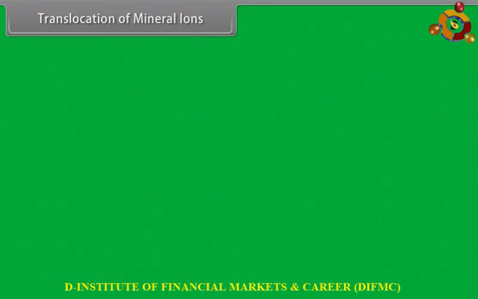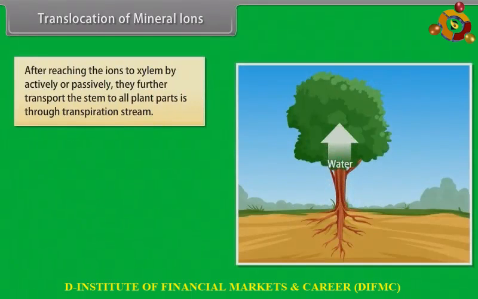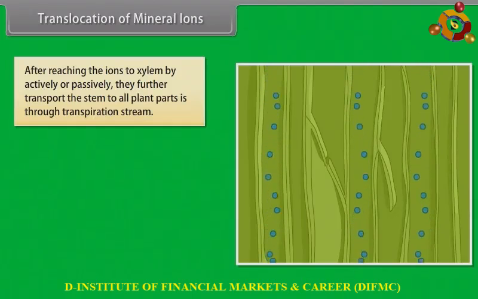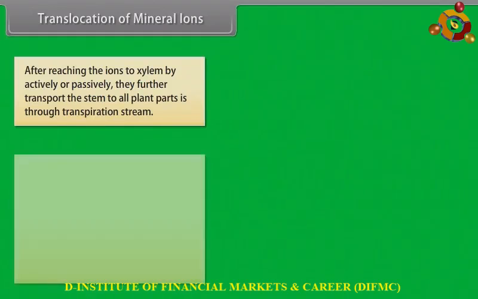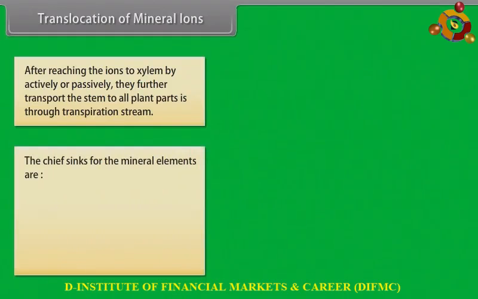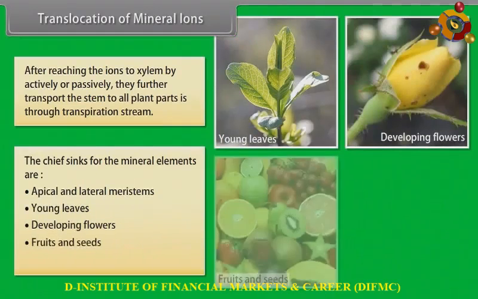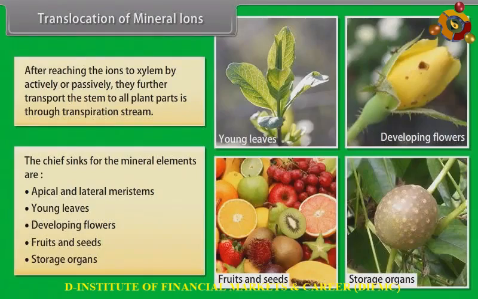Translocation of mineral ions. After the ions have reached the xylem through active or passive uptake, or a combination of the two, their further transport up the stem to all parts of the plant is through the transpiration stream. The chief sinks for the mineral elements are the growing regions of the plant, such as the apical and lateral meristems, young leaves, developing flowers, fruits and seeds, and the storage organs.